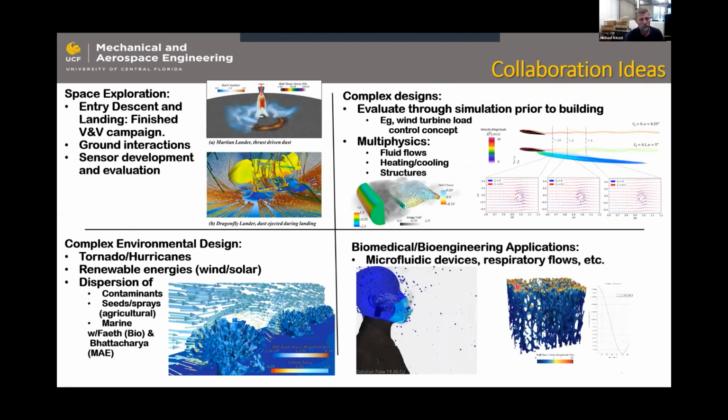Just a few slides on some of the collaboration ideas. Space exploration is an area I've been pushing quite a bit lately. Environmental design and atmospheric and meteorological flows, bioengineering flows, and complex designs and detailed analysis of underlying things that are going on are areas I think I could potentially help with.